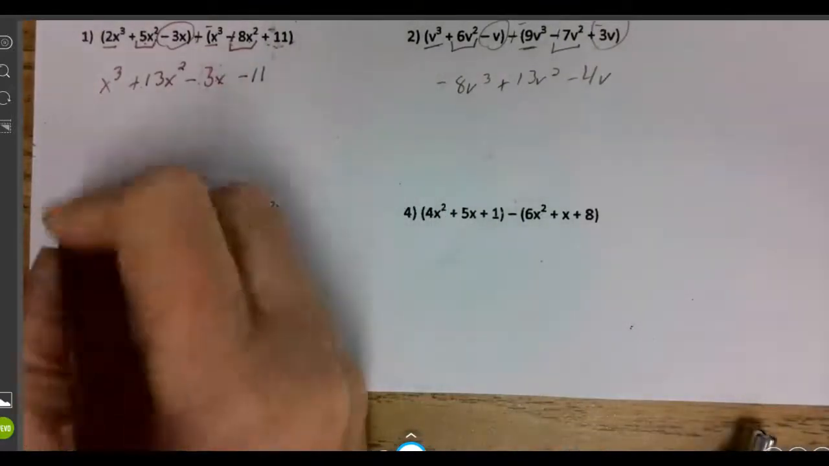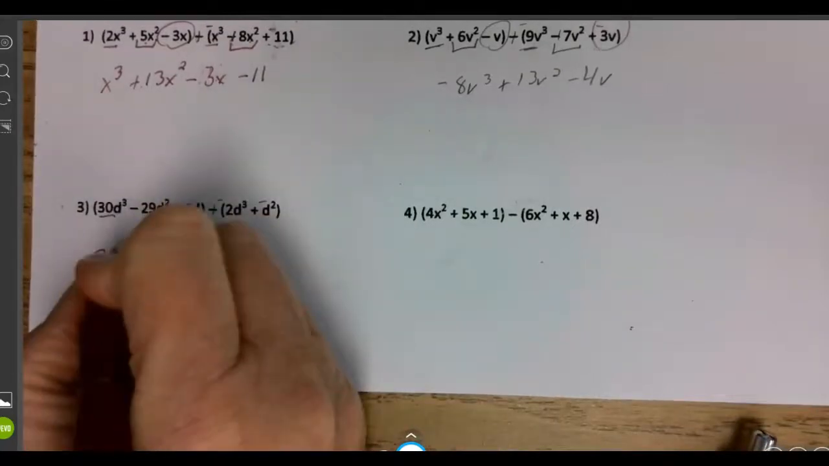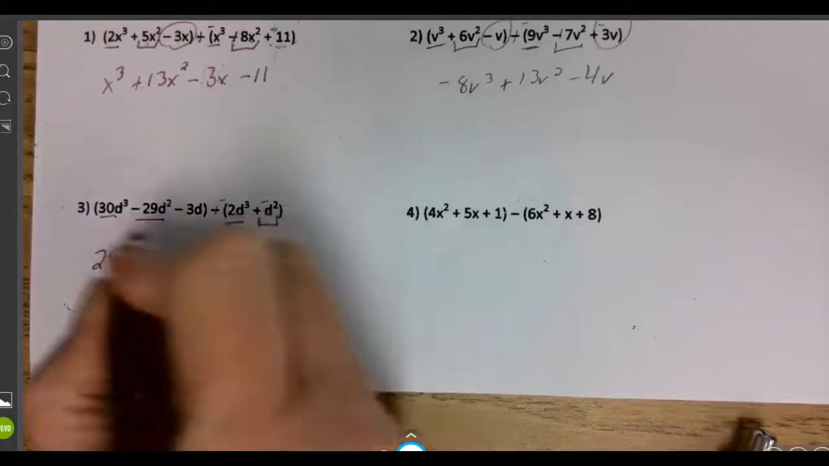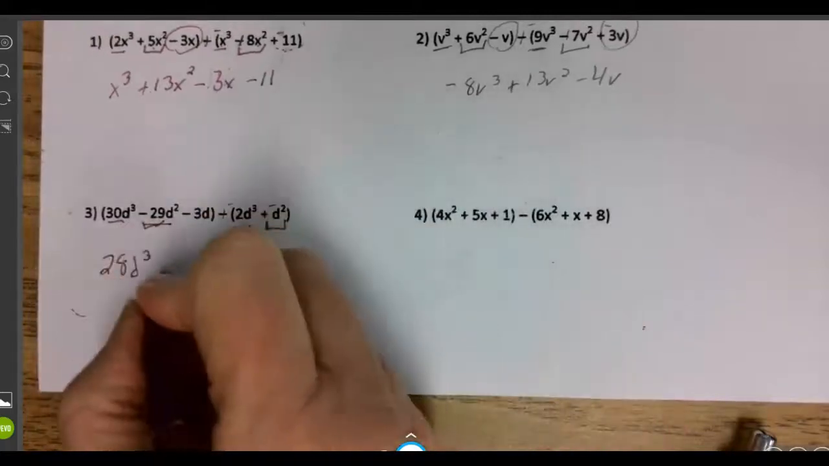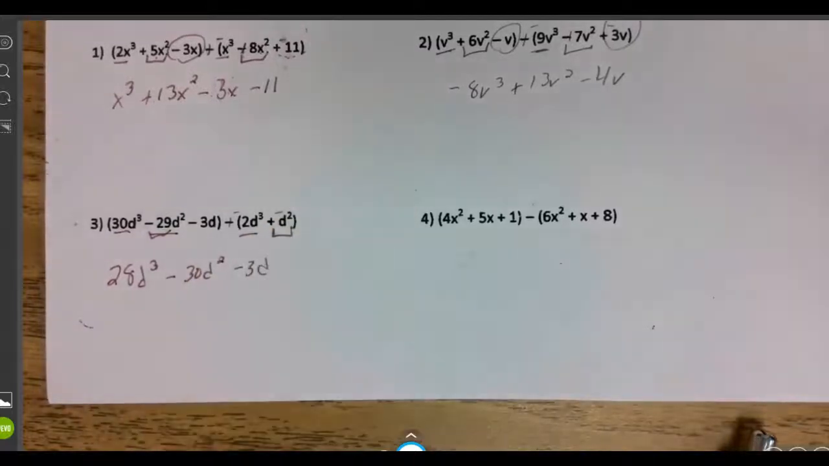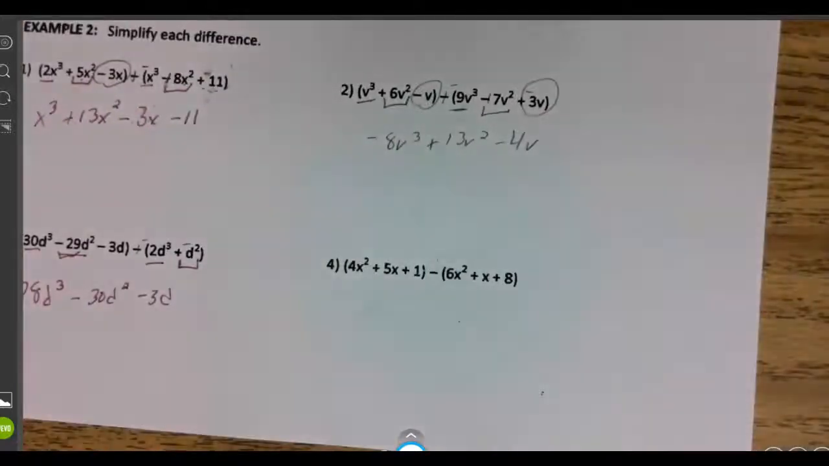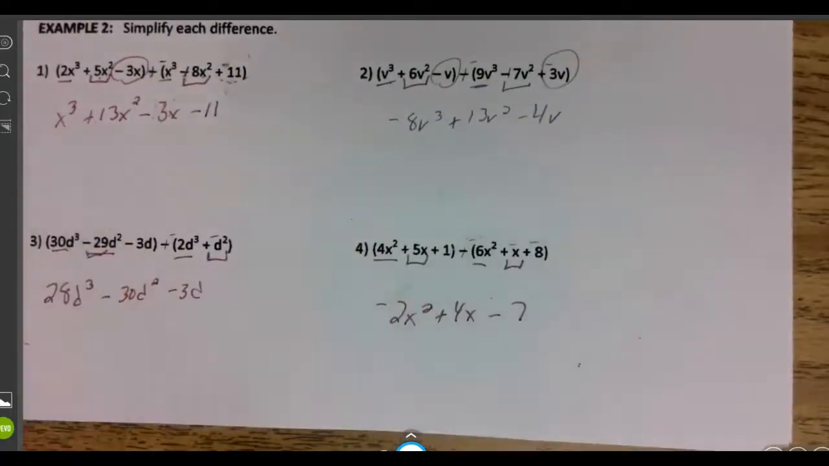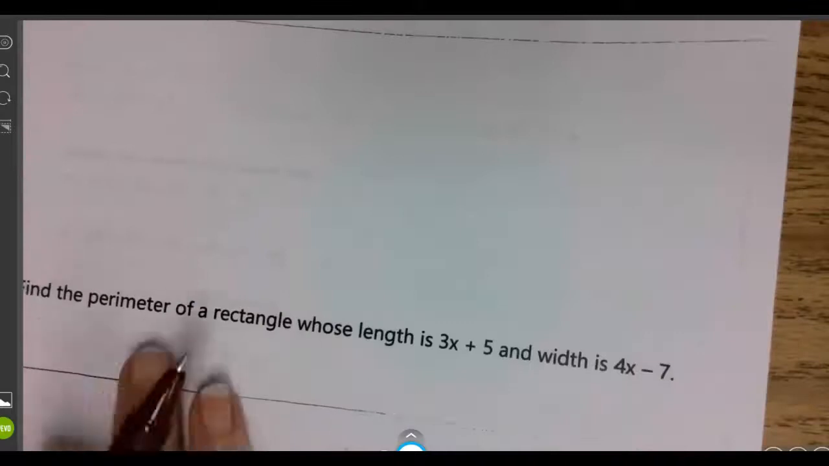And you would have gotten 28d to the third, and negative 30d squared minus 3d. Here, if you haven't paused, you haven't done it, go now. You get negative 2x squared plus 4x minus 7. Let's go to the next page.